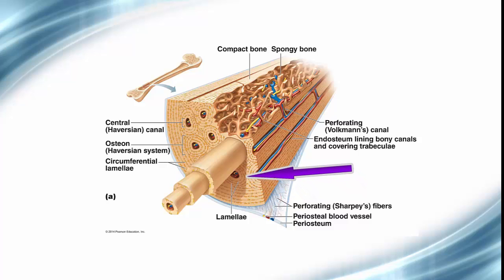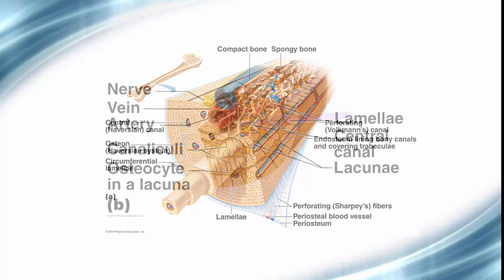And then deep to that we have the concentric rings of the organized systems called the Haversian system, also known as the osteon. Within the center of the Haversian system we have what's called a central canal, and within the central canal we have an artery, a vein, and a nerve. And deep to that we have the trabeculae of spongy bone, and then lining the spongy bone we have endosteum, and then we have the medullary cavity.